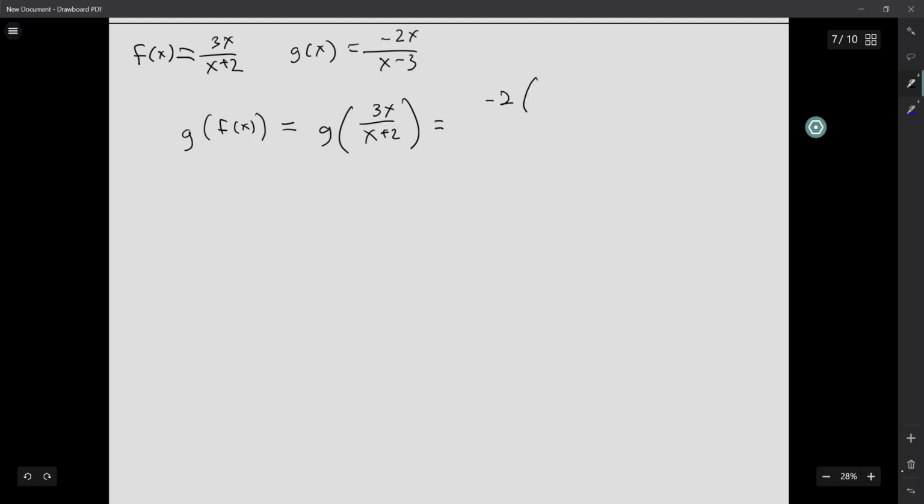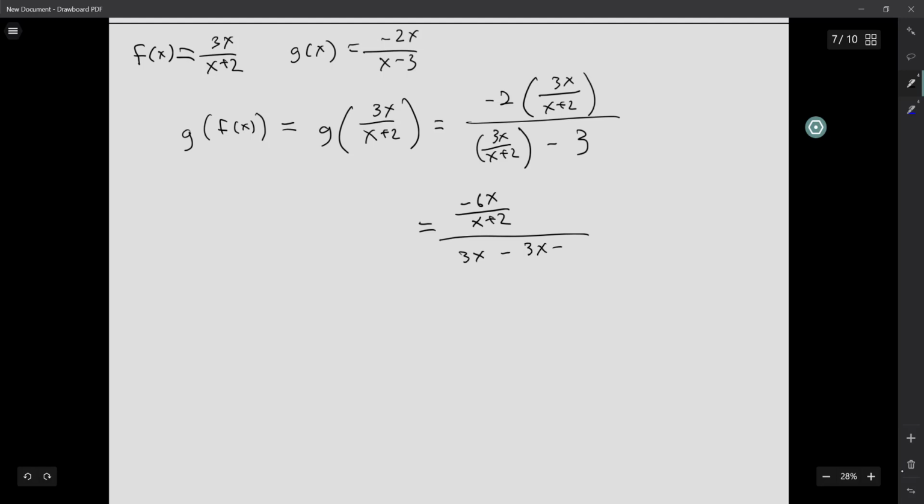I'll get minus 2 times all of 3x over x plus 2, all over 3x over x plus 2 minus 3. Make sure I did that right. Yeah. And we want to simplify it just like we did before. So I'll get minus 6x on top over x plus 2. And on the very bottom, we get 3x minus 3x minus 6 all over the common denominator of x plus 2.